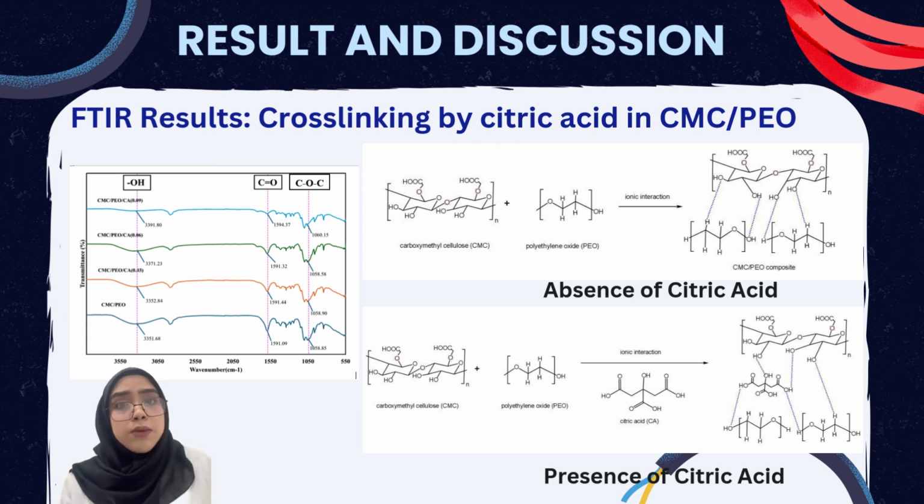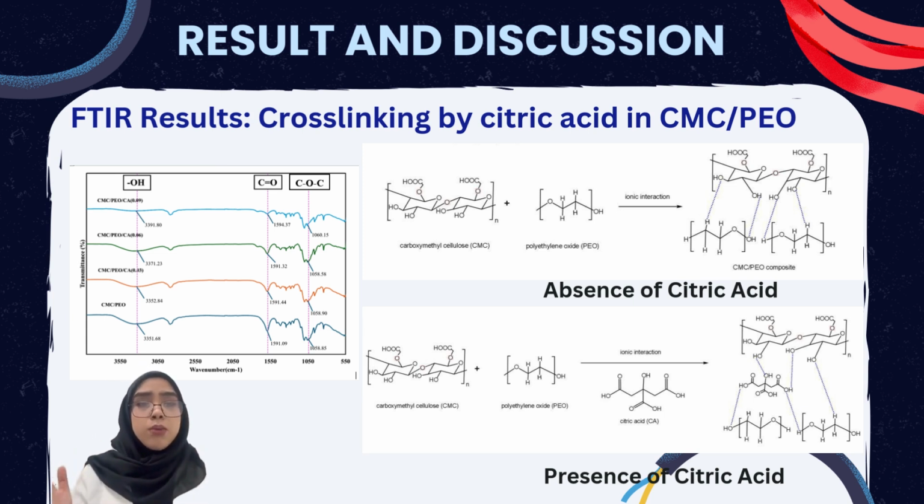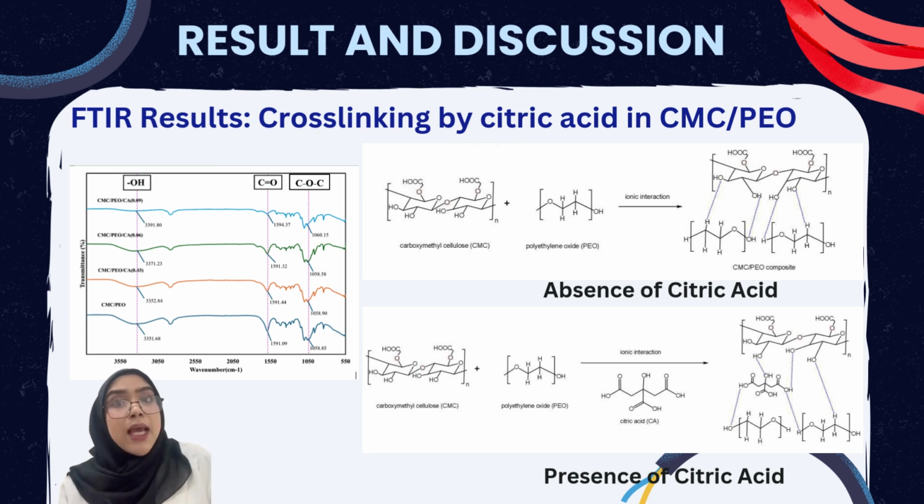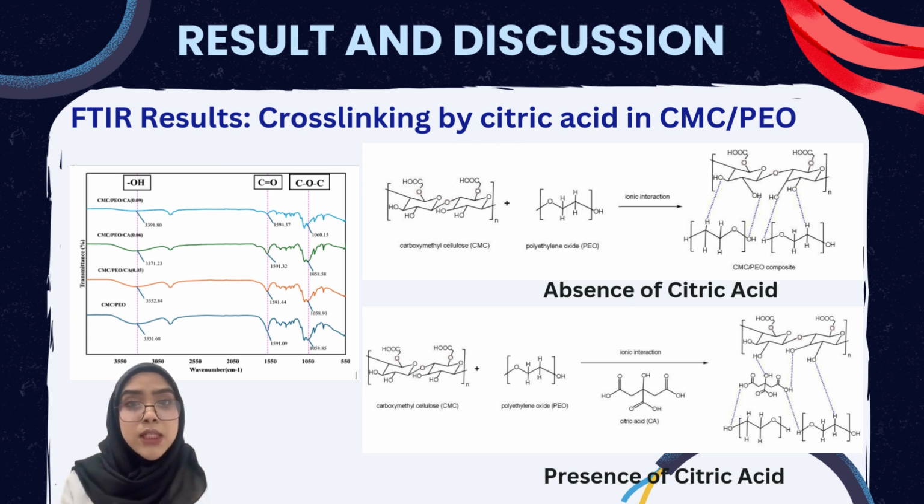Okay, based on the figure, we can see the action of citric acid forming hydrogen bonds within CMC and PEO, and when the amount of citric acid increases, the formation of hydrogen bonds increases. So hydrogen bonds form among citric acid, CMC and PEO.